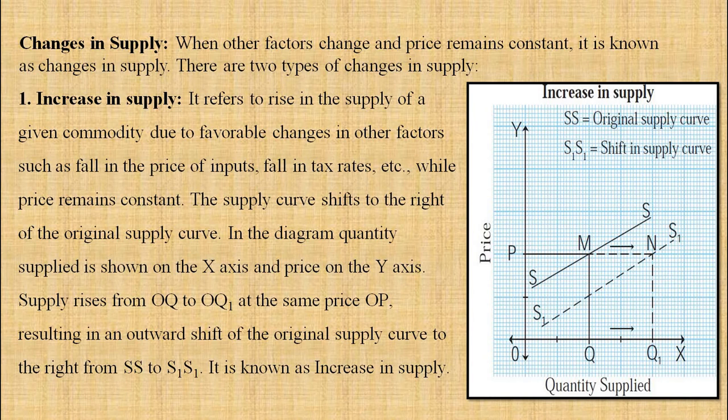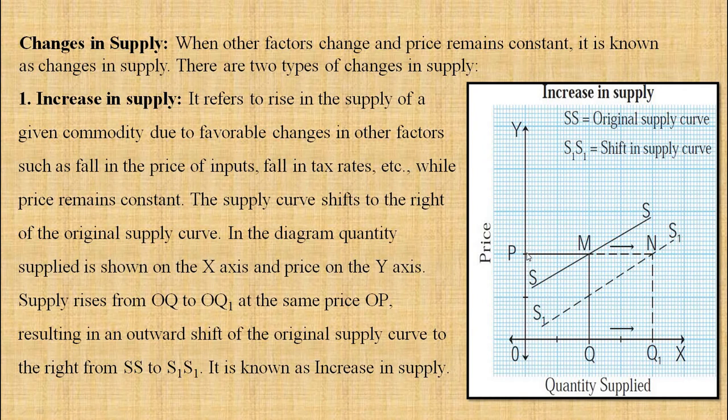Which are the other factors? Like prices of inputs, fall in tax rate, government's policy, natural calamities, natural conditions. These factors are affecting supply. Then it is the case of increase and decrease in supply. Increase and decrease come under changes in supply. So understand the diagram here.